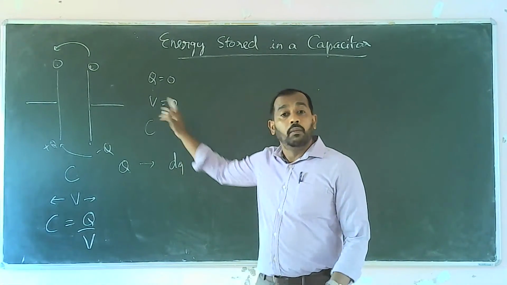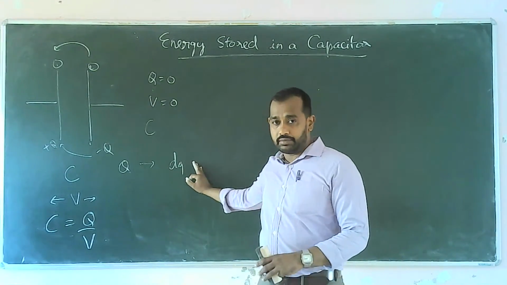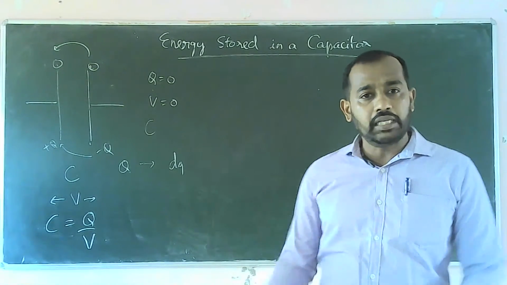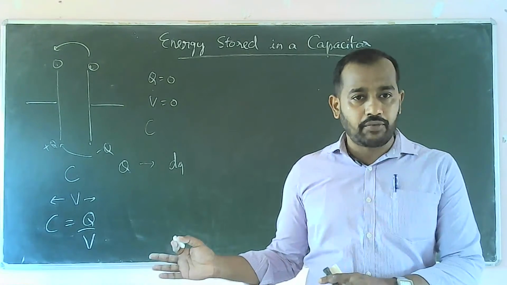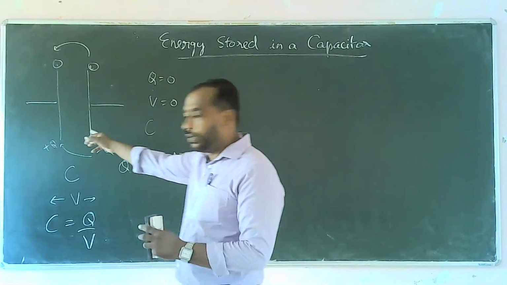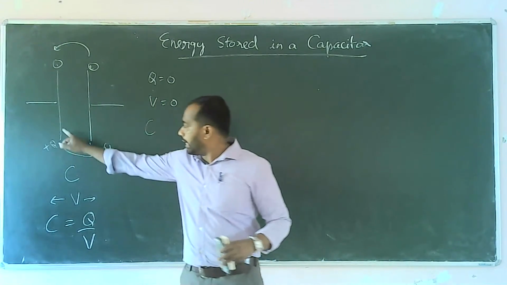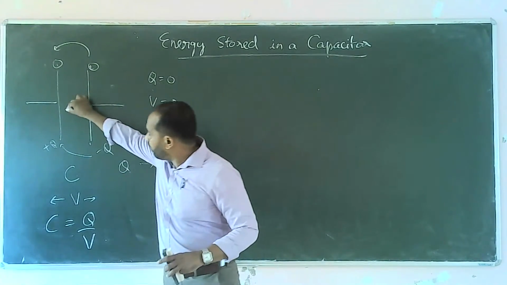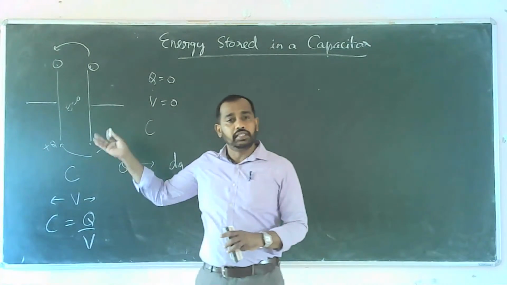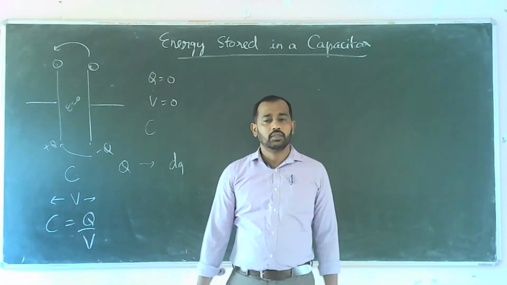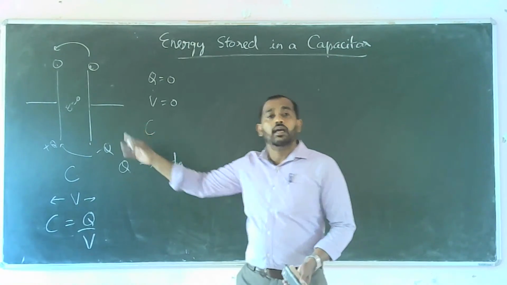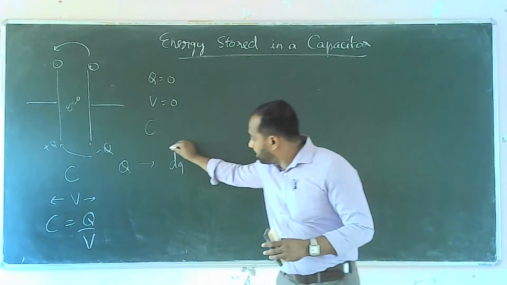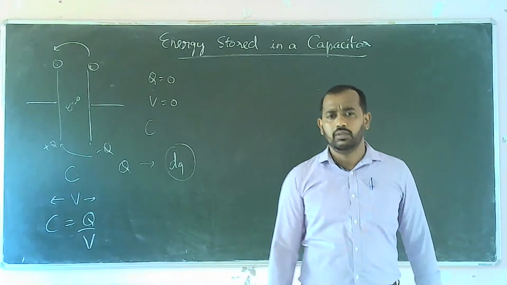Now, when we are transferring the first installment of the charge, what happens? There is no potential difference. When there is no potential difference, there is no electric field between the two plates. Both are at zero potential. That means the electric field is zero, and electric field zero means no opposing force. So obviously, the work done in transferring the first installment of dq is zero.